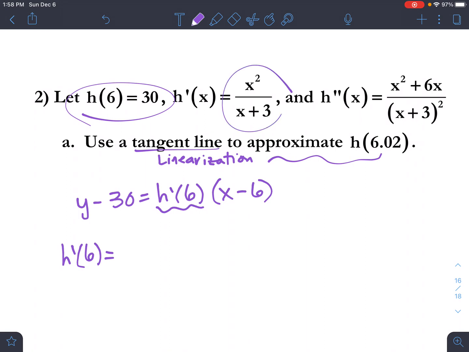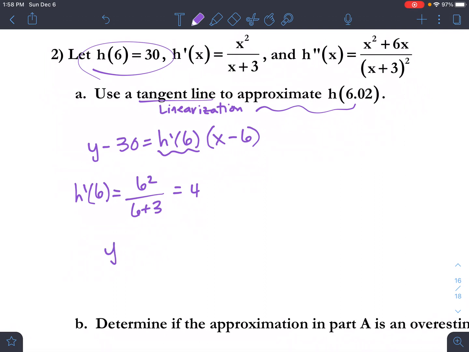H prime of 6, we have h prime right there. So 6 squared over 6 plus 3. It's 36 over 9, which is 4. All right, so in a general sense, here's your tangent line. Y minus 30 equals 4 times x minus 6.